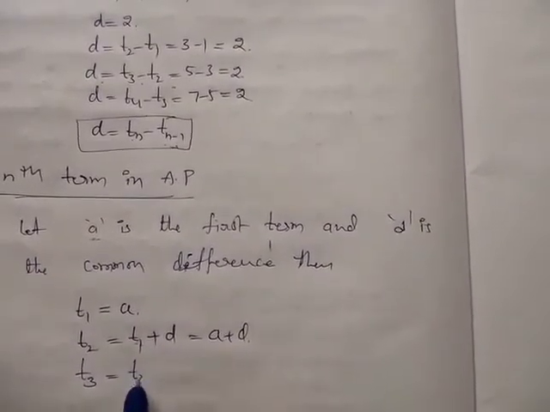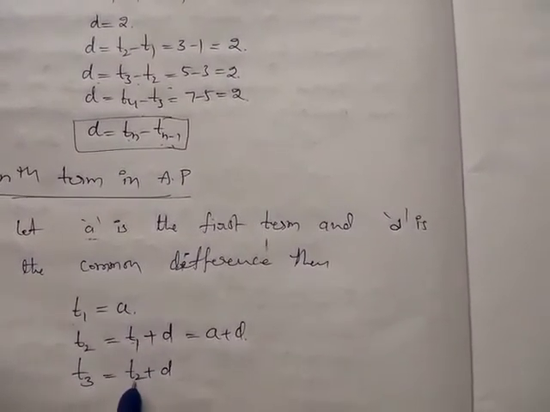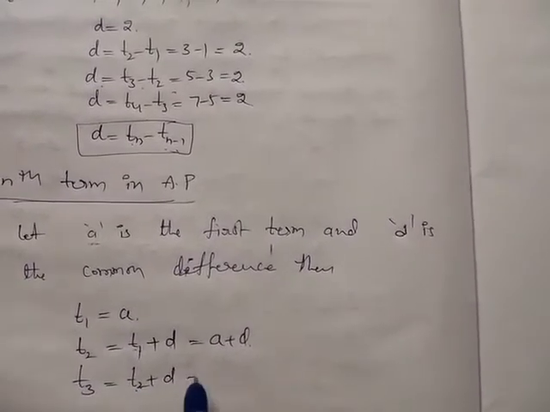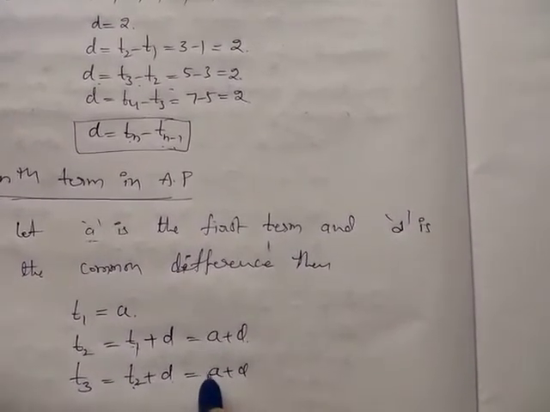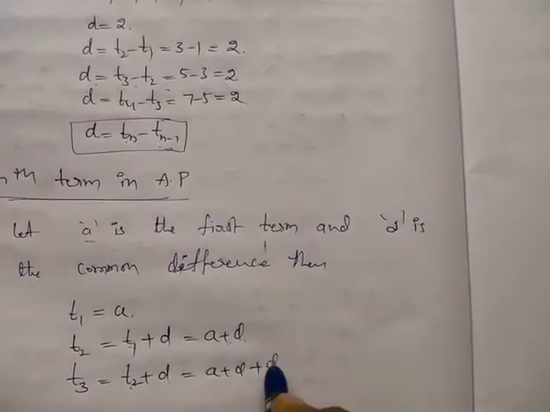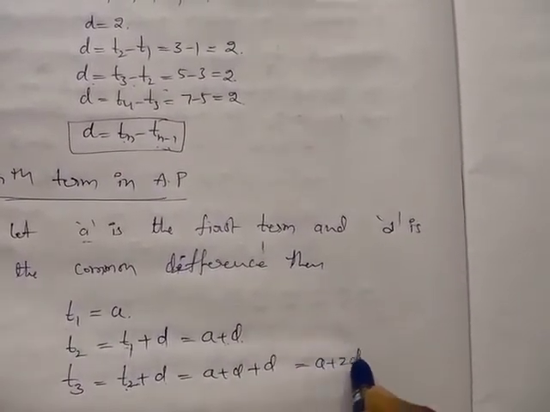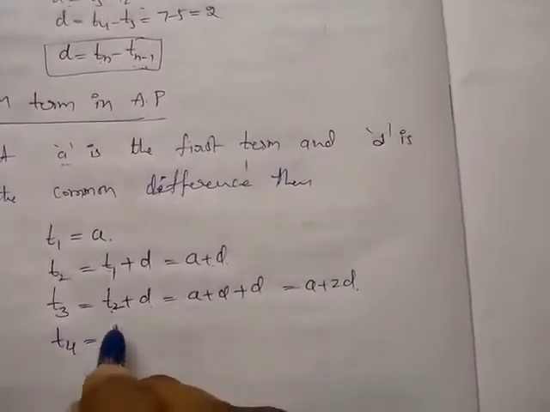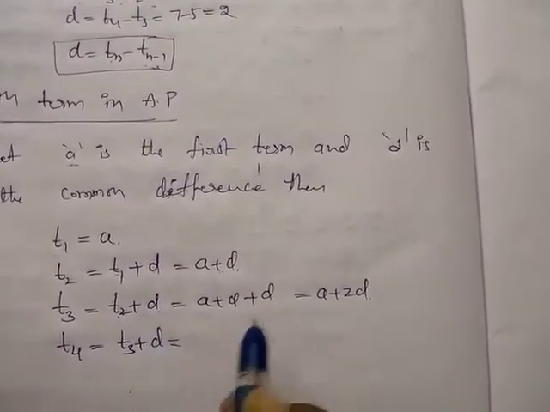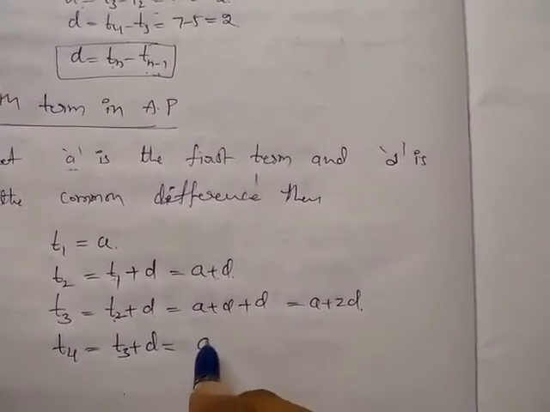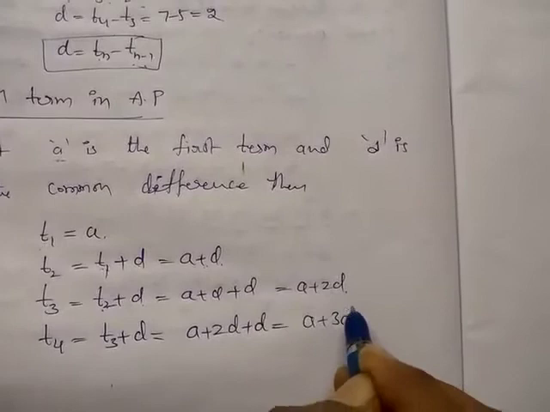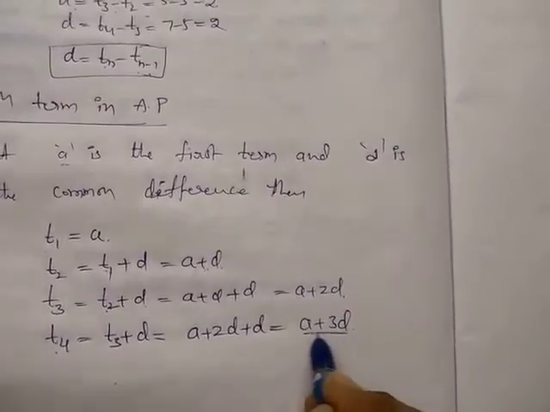T3 is equal to T2 plus d. If you add the common difference to the second term, it becomes the third term. So a plus d, which is T2, plus d, so it becomes a plus 2d. T4 is equal to the third term plus the common difference: a plus 2d plus d. So a plus 3d, that is the fourth term.